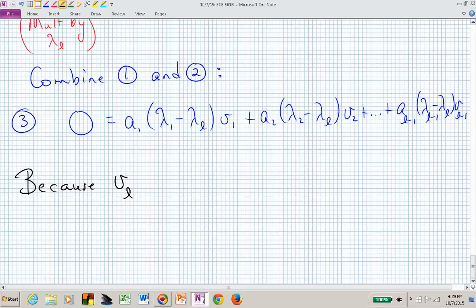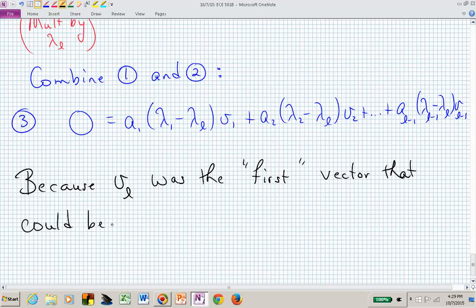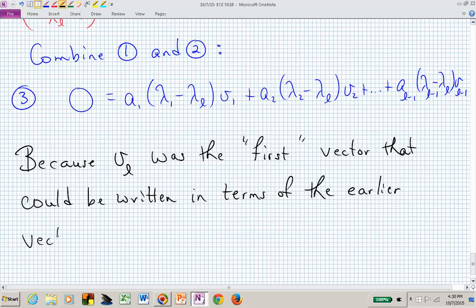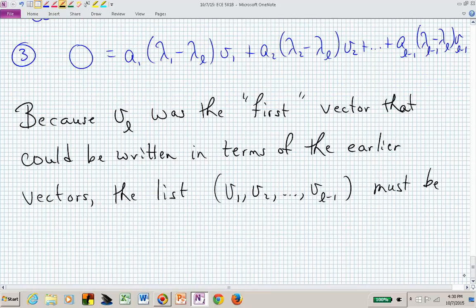Because the vector v sub L was the first, by definition of how we ordered these vectors, because v sub L was the first vector that could be written in terms of the earlier vectors, the list v1, v2, v sub L minus 1 must be linearly something.